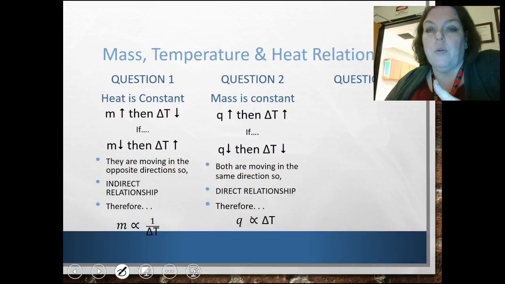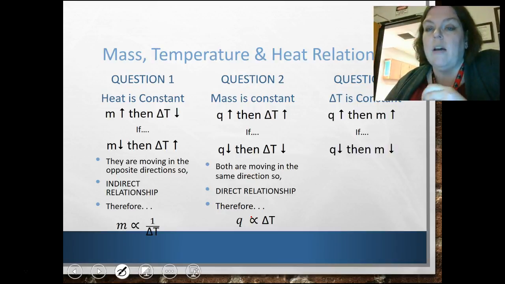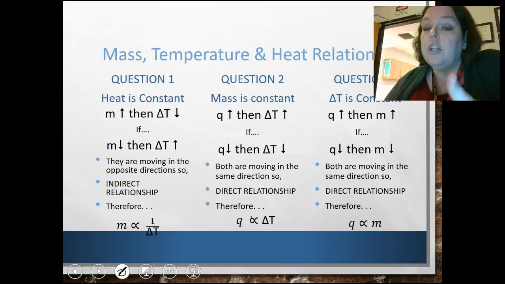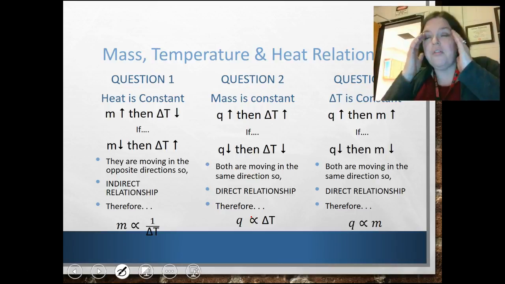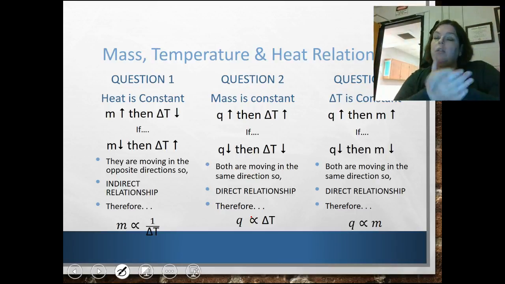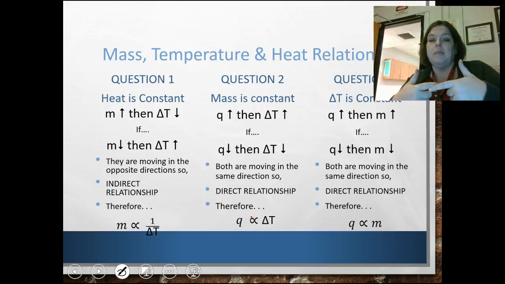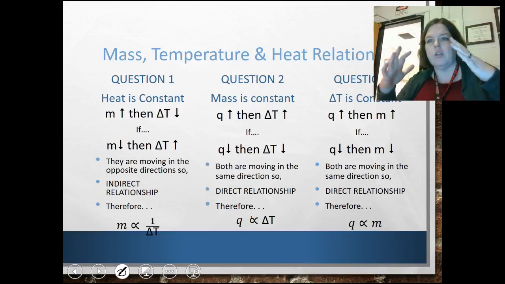In the next question, we found that delta T was constant. So when Q went up, mass went up. When Q went down, then mass went down. So both are moving in the same direction. Therefore, Q is directly proportional to M. Now, if you're thinking the same way we were thinking through force is equal to mass times acceleration, you already have an equation in mind.